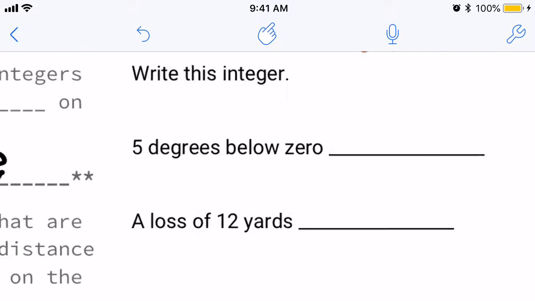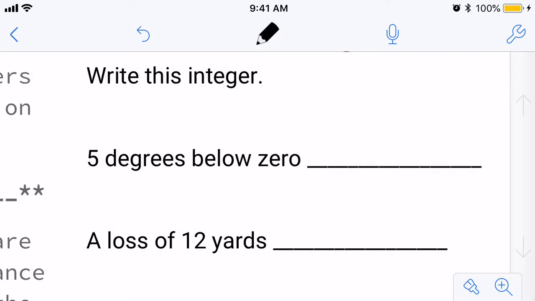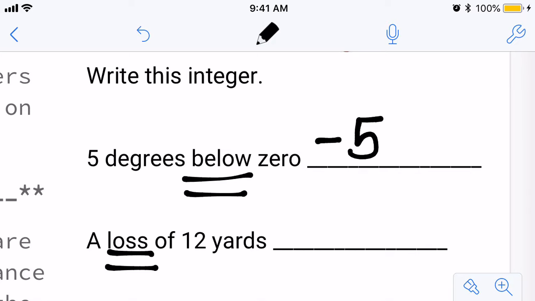Now we're going to practice writing some integers from descriptions. The first 2 are 5 degrees below 0. So if I'm talking about below, I know that's got to be a negative value, and then I just put the 5 on it. If I'm talking about a loss of 12 yards, that's also a negative value, and attach the 12.